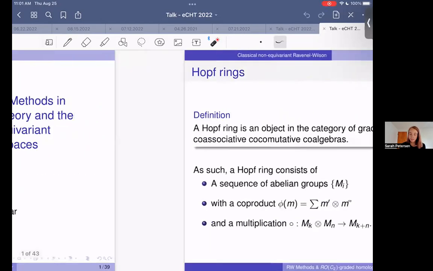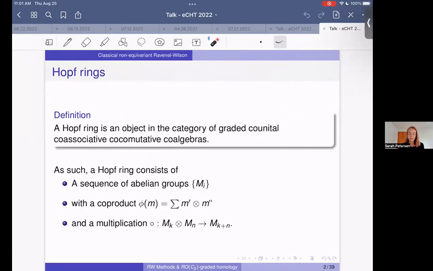So a good place to start is with recalling the definition of a Hopf ring. A Hopf ring is an object in the category of graded co-unital, co-associative, commutative coalgebras, and as such, one consists of a sequence of abelian groups, M sub I, together with a coproduct on each of those abelian groups, and a graded multiplication, here denoted with a circle product.